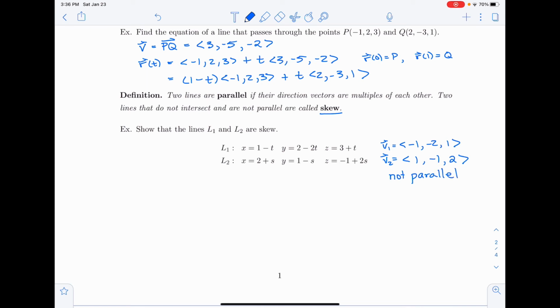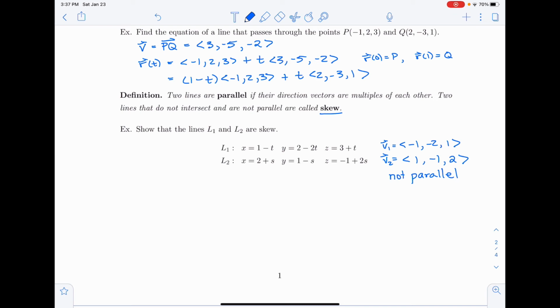Now the question is, do these lines intersect? Well, if these lines intersected, then I should be able to set the 2 x equations equal to each other, the 2 y equations equal to each other, and the 2 z equations equal to each other, and then they should intersect at a specific t and s value.